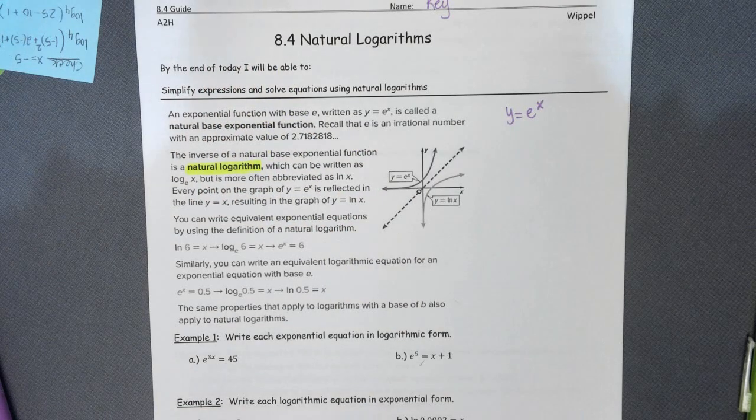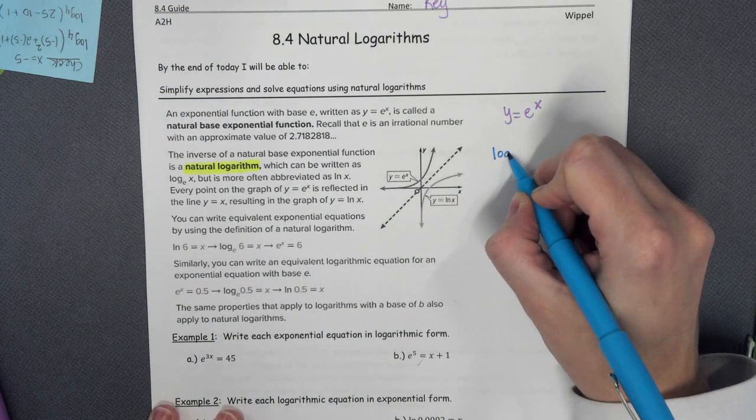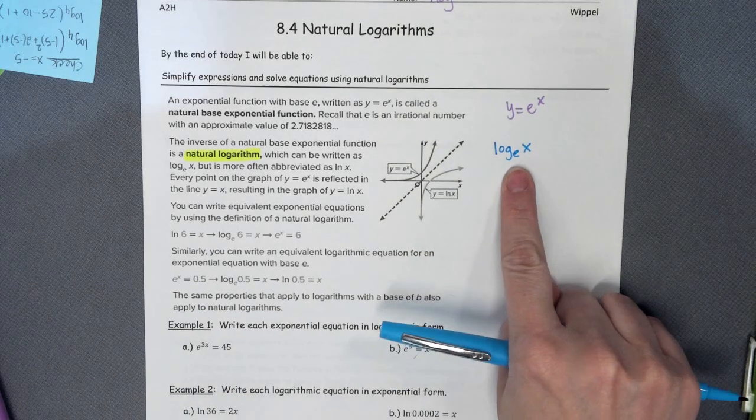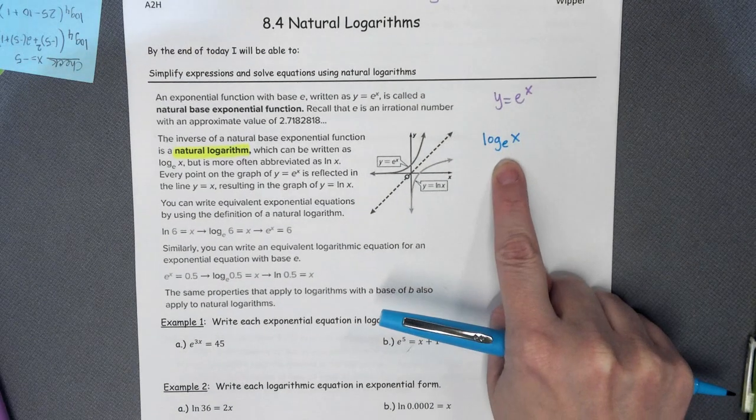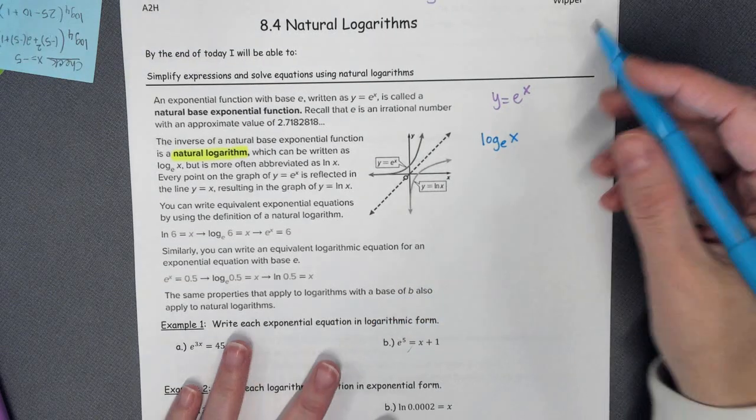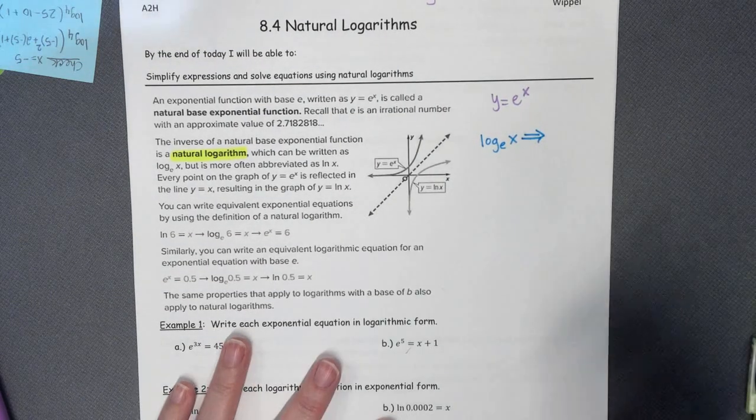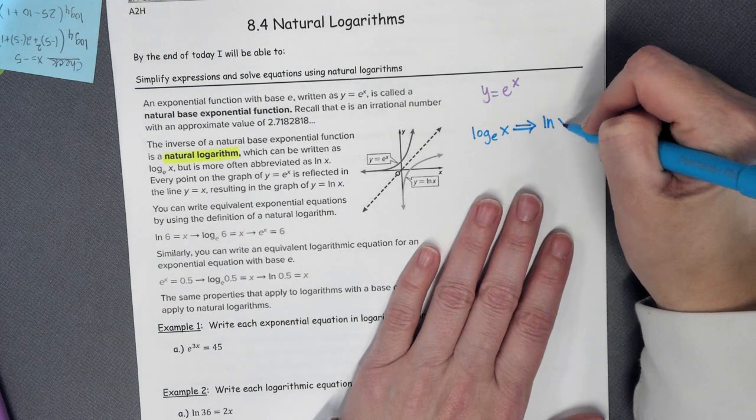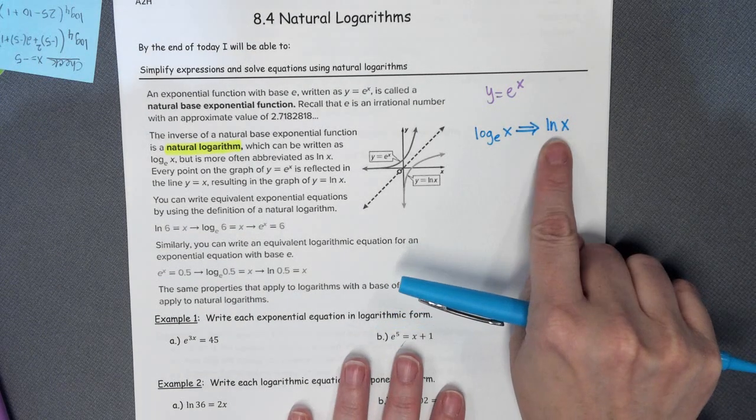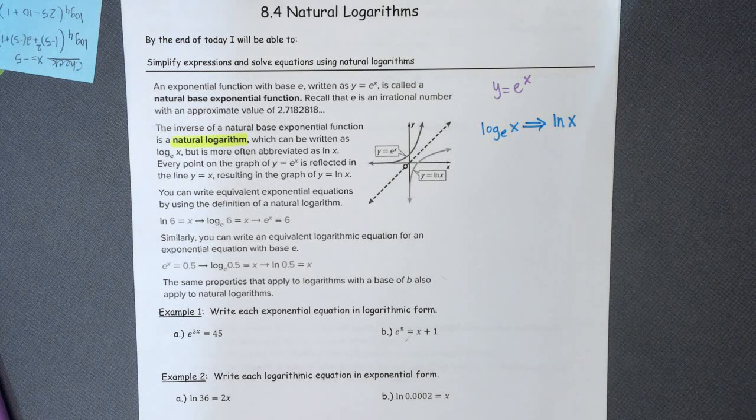So a natural logarithm has a base of e. Now, if I told you it had a base of e, you're probably thinking, oh, it just looks like that, right? Well, it is that, except we have a special way to write the natural logarithm, and it's ln. So the log base e of x is written as the natural log of x. So the ln, that means the natural log. And I don't know why it's ln and not nl. That's just the way they did it. So natural log, ln, is what we're going to practice writing.